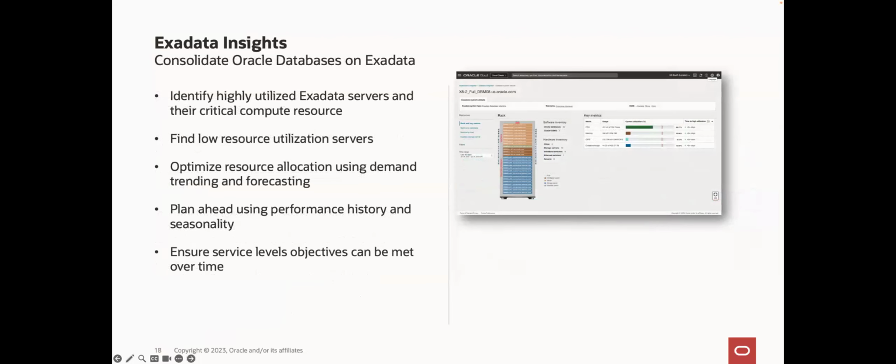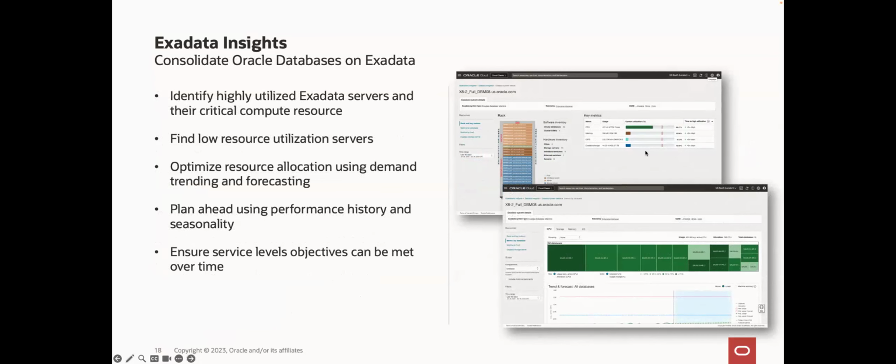Okay. This is another view of what Exadata Insights entails. Over here, what we see is a tangible view of the Exadata rack, and you're focusing on one rack in this case, right? And you're looking at the key metrics for that particular rack, from a current utilization and forecast perspective, right? You can also drill down for metrics by database, by host, and the Exadata storage that are running on that Exadata rack, right?